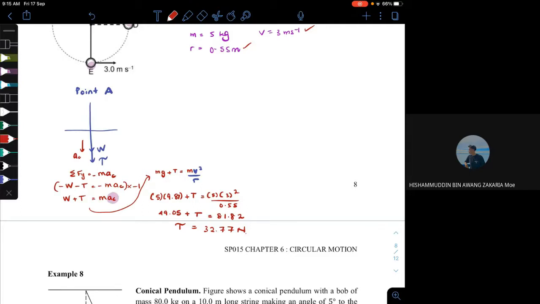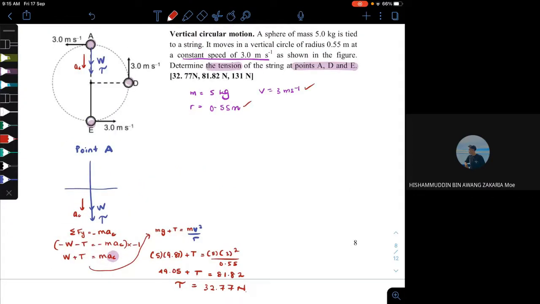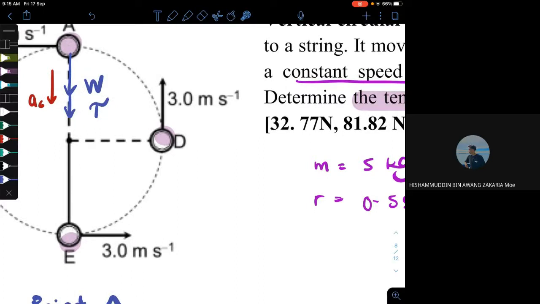Okay, Miss move on to the next part. Okay, so to find the tension dekat point A dah. So I'm going to find the point D pula. So again, we're going to draw the free body diagram. Okay. So this one, tadi bola tu kita abaikan point ni. So sekarang ni string tu dekat sini and ada bola tu kat ujung ni. Okay. So we have our weight ke bawah.